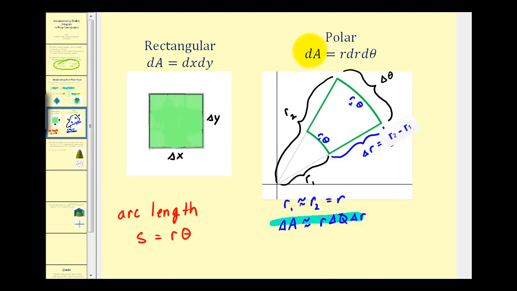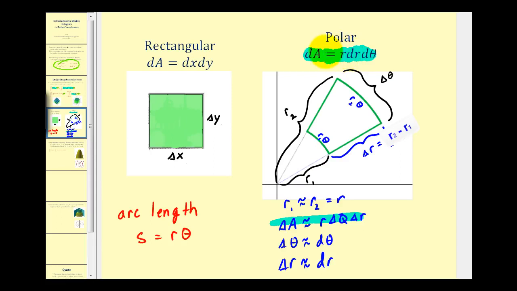Go back up here and look at differential A. It's equal to r dr d theta. Well, here's the extra factor of r. And then again, as the number of boxes approaches infinity, delta theta is approximately equal to differential theta, and delta r is approximately equal to differential r. So hopefully this rough outline helps you understand why when converting to polar form we do have this extra factor of r in the integrand.